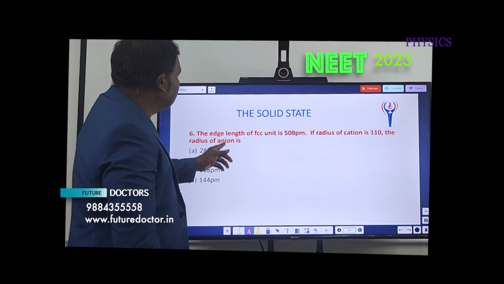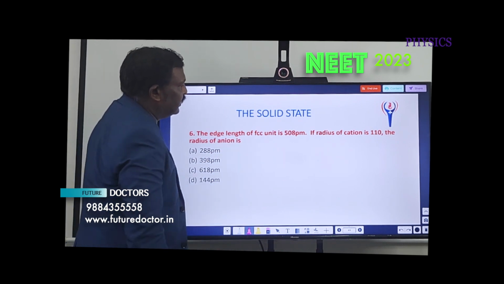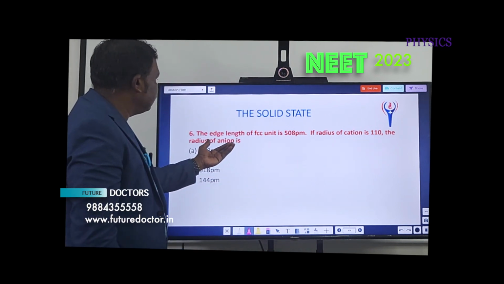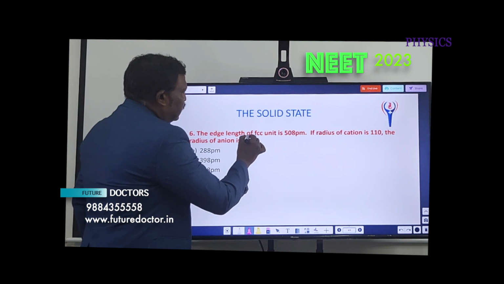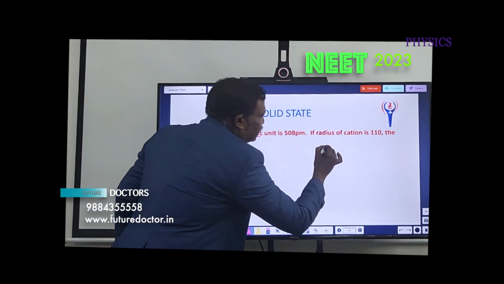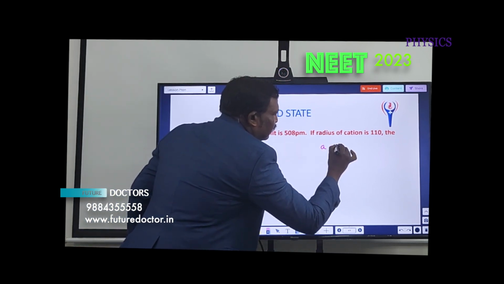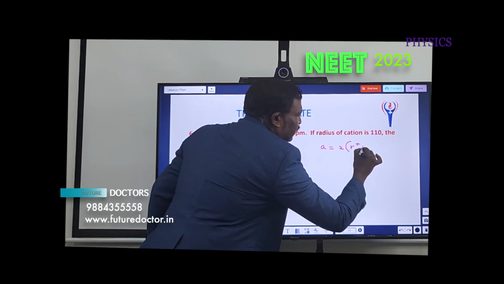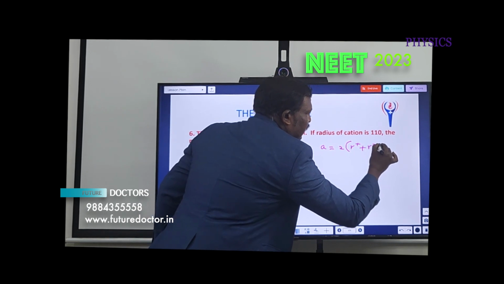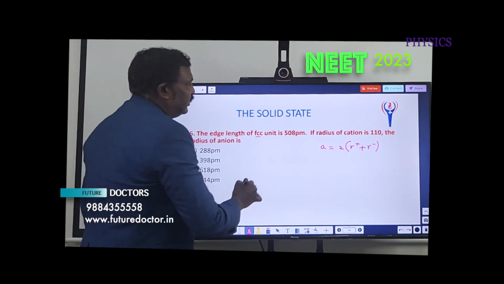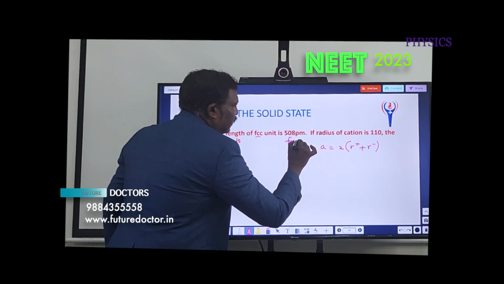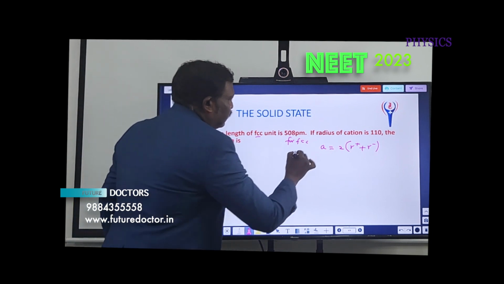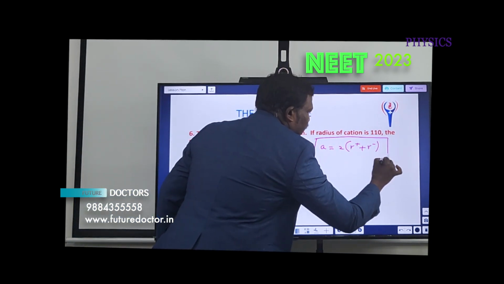Next one, a simple one. The edge length is given, 508 picometer. The radius of the cation is given, 110. They're asking to find the radius of the anion. It's a face centered cubic, so we have one formula for that. Just remember A is equal to 2 into the radius of cation plus radius of anion. This is the formula for FCC. Only remember this, it's enough. If you know this, that's all.